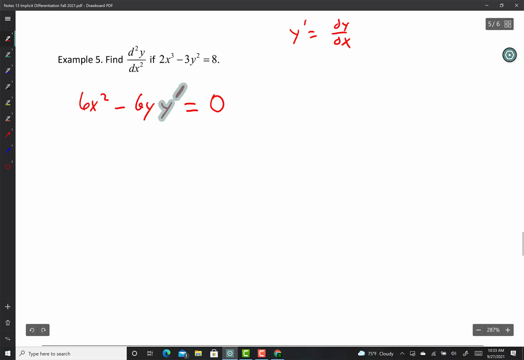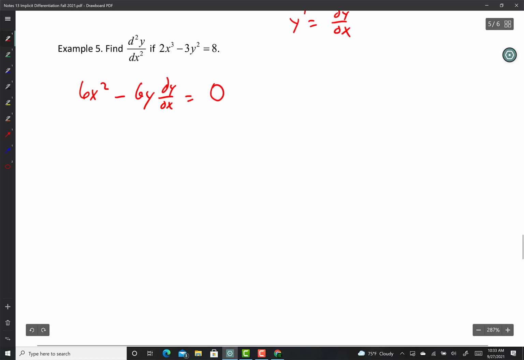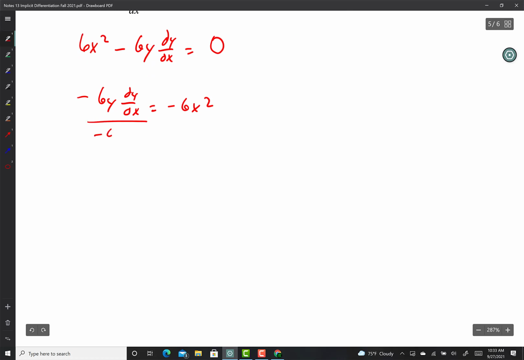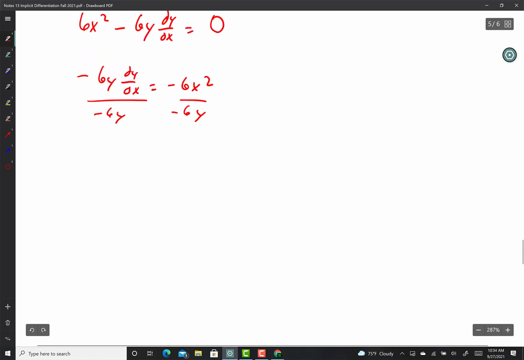I don't like the y prime either. All right, here we go. Because of the 1, the prime looks like a 1. Move the 6x squared to the other side. Negative 6y dy/dx equals negative 6x squared. And I'm going to divide by negative 6y. So it looks like I'm going to have dy/dx equals x squared over y.